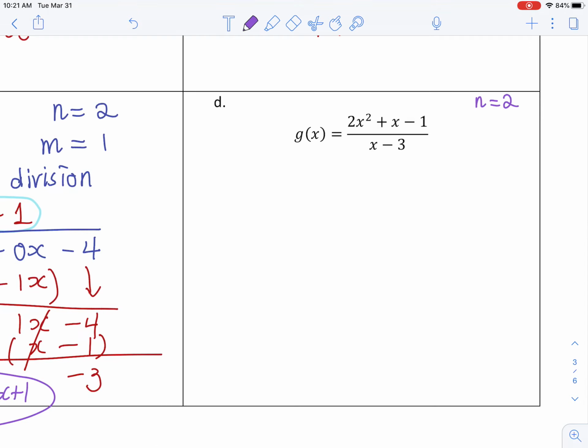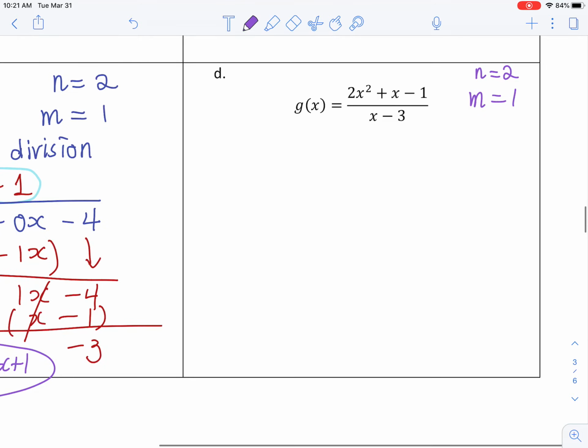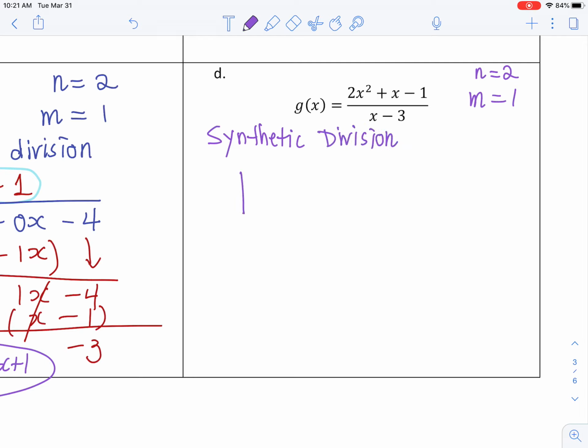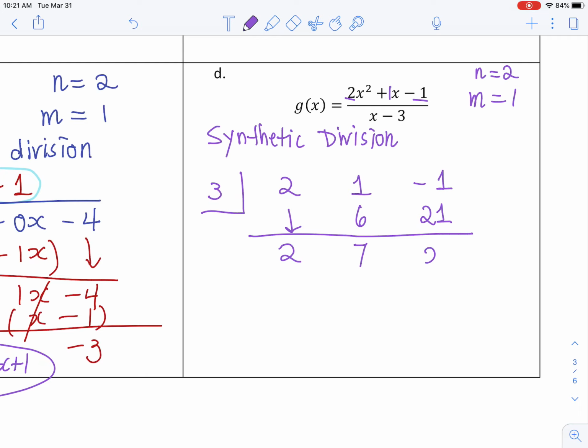Now, what's the degree of the numerator? 2. What's the degree of the denominator? 1. So this is the case where we're going to have a slant asymptote. So let me do synthetic division on this one. Up to you, whichever division you like. I'll put my 3 in my little box, write the coefficients of 2, 1, and -1 outside. Bring down the 2, nothing to do with that 2. Multiply 3 times 2, and then add. Multiply 3 times 7, and then add.